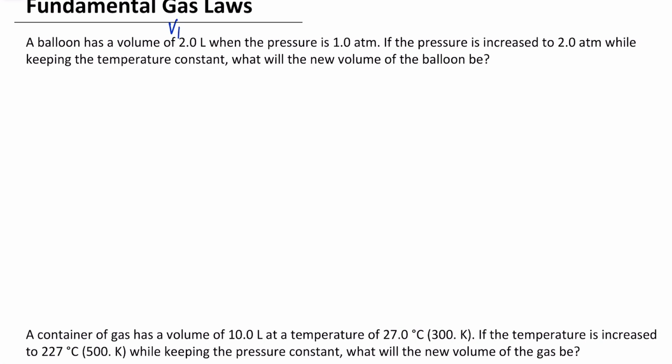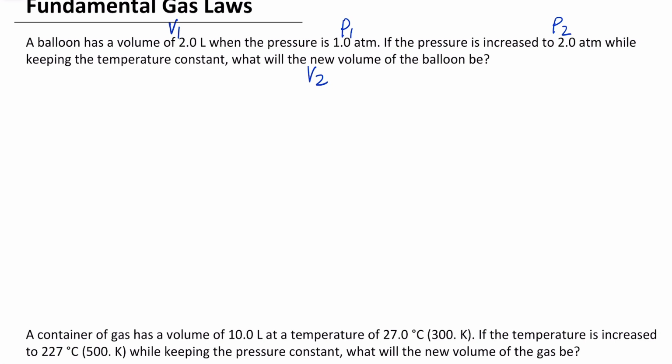V1, when the pressure is 1 atm. So that's P1. If the pressure is increased to 2 atm, P2, while keeping the temperature constant, what will the new volume V2 of the balloon be?